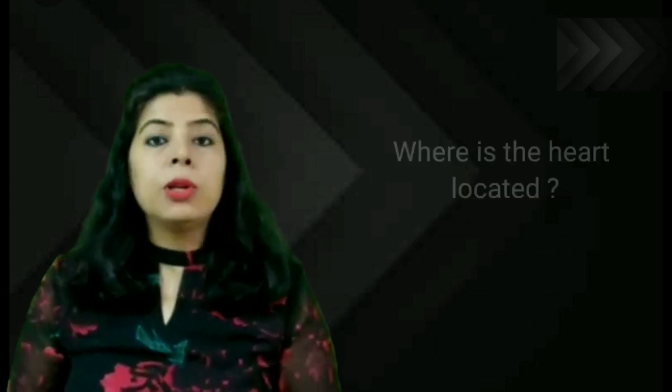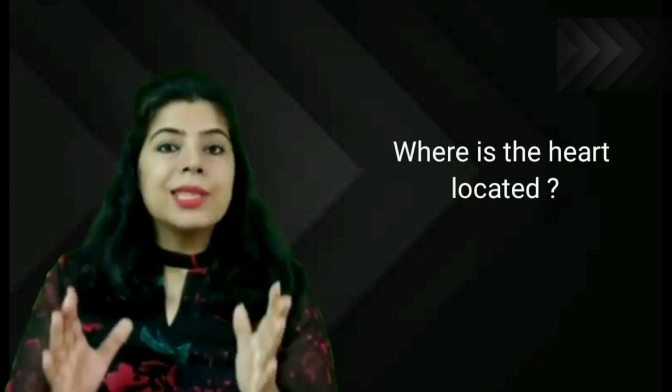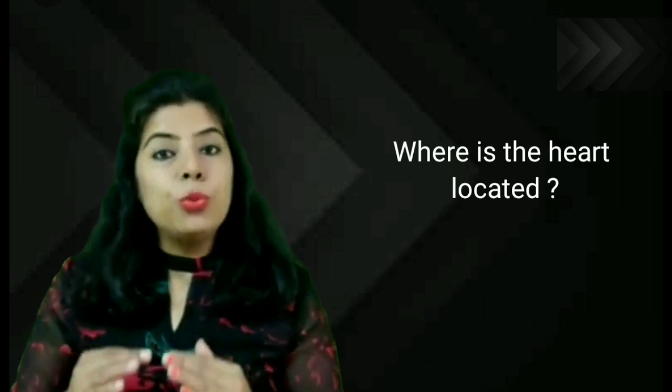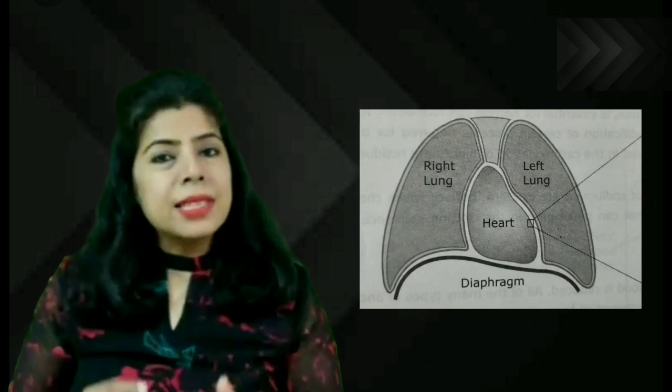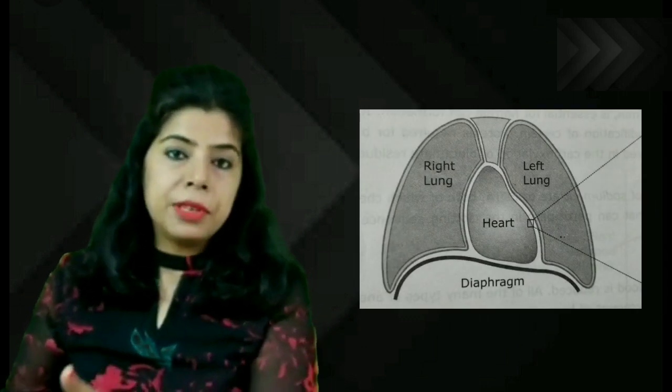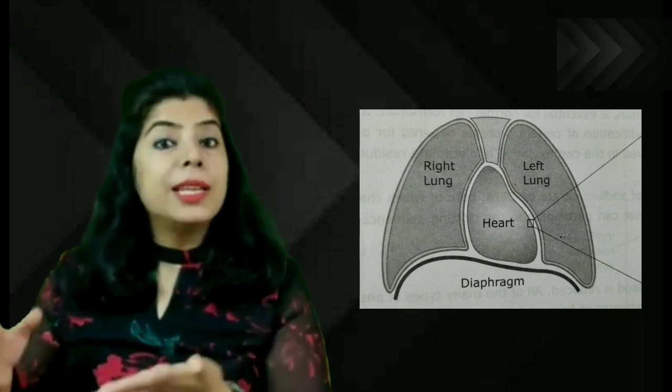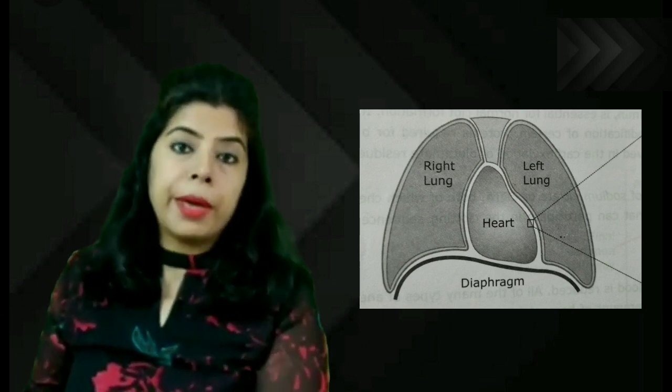So let's first talk about the position of the heart. The heart is present in the thoracic cavity between the lungs, and it is slightly tilted towards the left lung, and that is why the left lung is smaller in size as compared to the right lung. And the size of the heart is like that of a clenched fist. Okay, if I clench my fist like this, that is the size of the human heart.